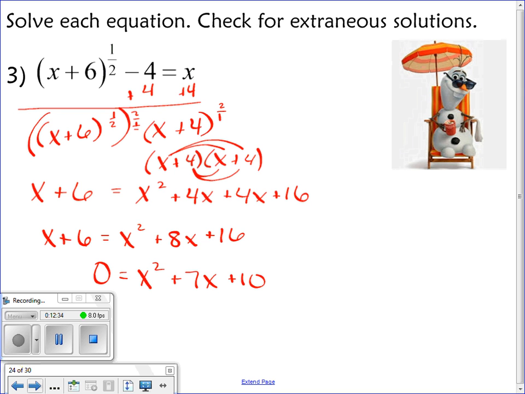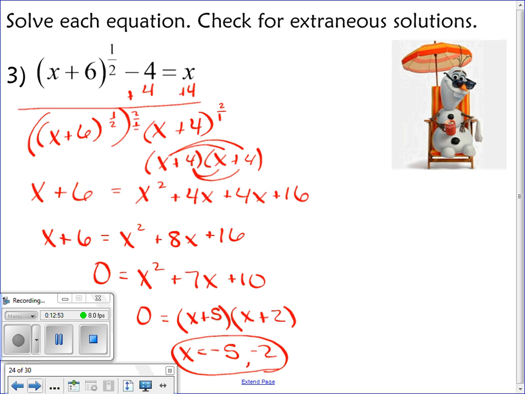Can I factor that? What are your signs? So x and x, and what's my c? 5 and 2. So x equals -5 and -2. Do I have to check these?